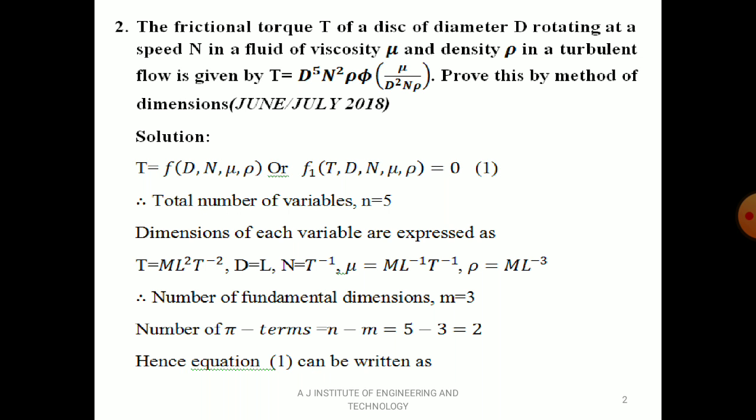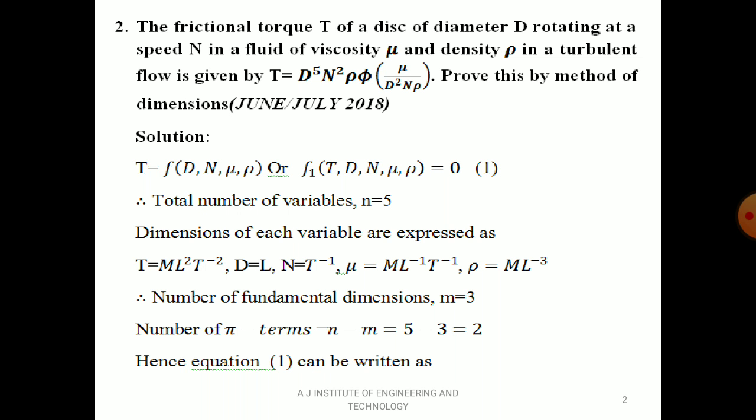Then we have to write the dimensions of each variable. Let me start with the dimension of T. The unit of torque is Newton meter, so you know how to get the dimension for Newton, the unit of force. F equal to ma, kg meter s to the power minus 2, into meter becomes torque. So kg meter square s to the power minus 2 is the unit for torque. So the dimension becomes T equal to M L square T to the power minus 2.